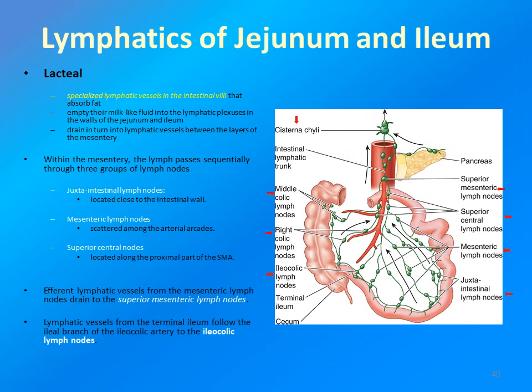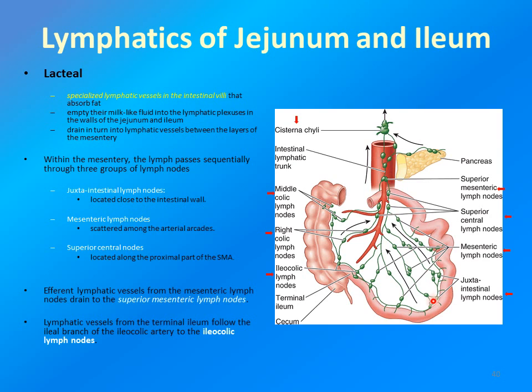The lymphatic drainage of jejunum and ileum is also complex. It begins with specialized lymphatic vessels in the intestinal villi known as lacteals. Lacteals empty their lymphatic fluid into lymphatic plexuses in the walls of the jejunum and ileum, and they drain in turn into lymphatic vessels between the layers of the mesentery. Within the mesentery, lymph passes sequentially to three groups of lymph nodes. These include the juxta-intestinal nodes, or those that are close to the intestinal wall.